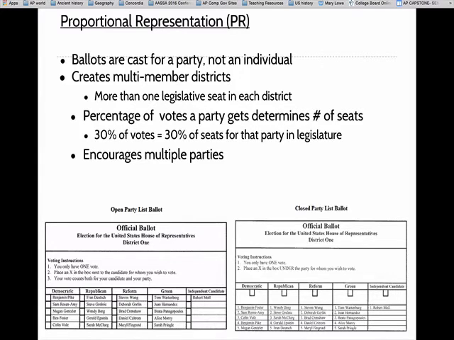So this creates multi-member districts, and bloop, bloop, bloop, bloop. Let me try that again.